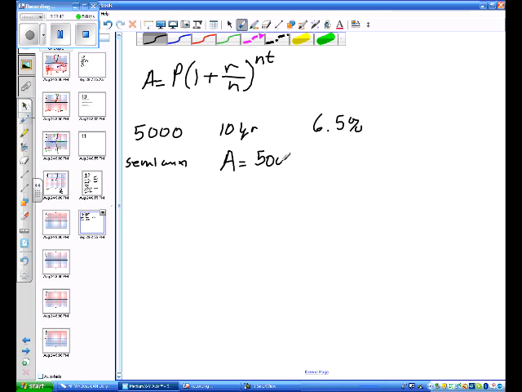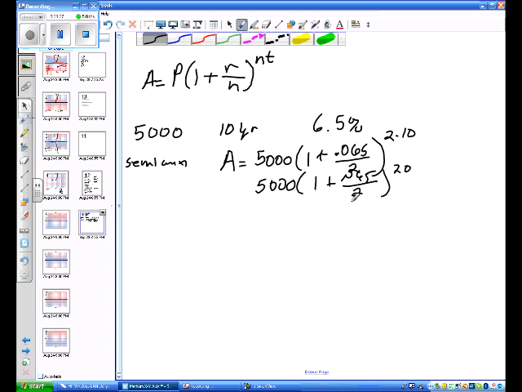Well, we're going to invest $5,000 times 1 plus the rate, which would be 0.065, we'll change it to a decimal, divided by our number of compoundings. If it's done semi-annually, then it's done twice every year. Raised to the 2, the number of compoundings, times the number of years that you left it in. So that meant we compounded this a total of 20 times. So we've got 5,000 times 1 plus 0.065 over 2 raised to the 20.